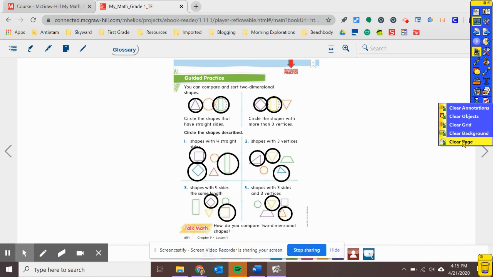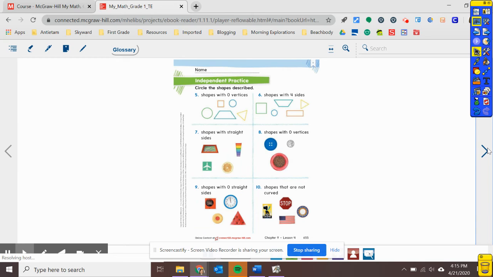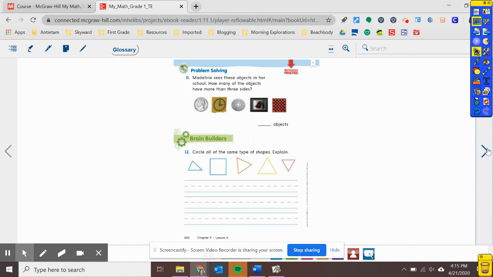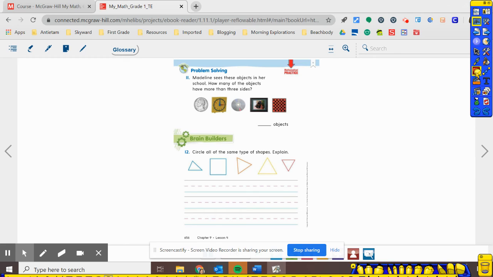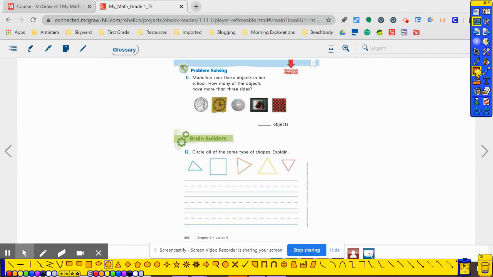All right, we are going to move to our problem solving page. So please turn. So you're looking at problem number 11. Number 11 says, Madeline sees these objects in her school. How many of the objects have more than 3 sides? Okay, so what we're going to do is we're going to circle the objects that have more than 3 sides, and then we'll count them, and that'll be our answer.